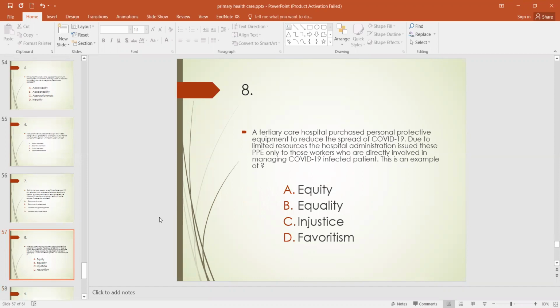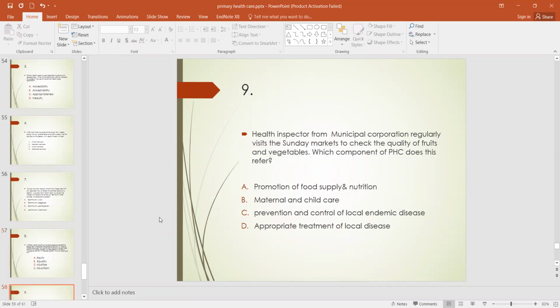A tertiary care hospital purchased personal protective equipment to reduce the spread of COVID-19. Due to limited resources, the hospital administration issues this PPE only to those workers who are directly involved in managing COVID-19 infected patients. This is an example of equity, equality, injustice, favoritism. A, equity is the right option.